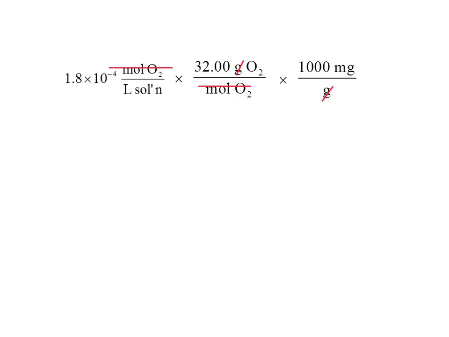Kind of a last step. It's rounding it to two significant figures, and the answer is 5.7 parts per million. 5.7 milligrams of O2 per liter of solution. And that's it.